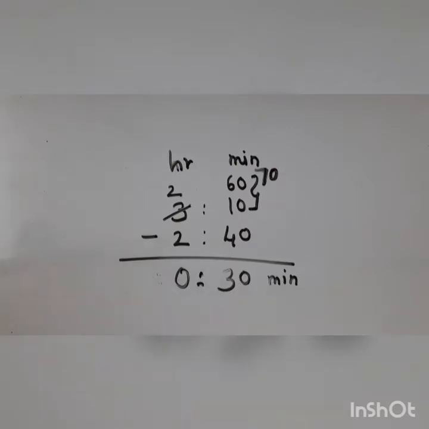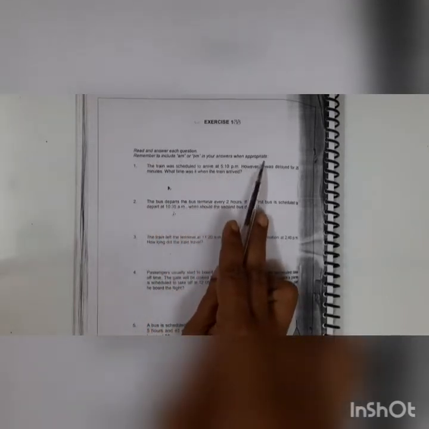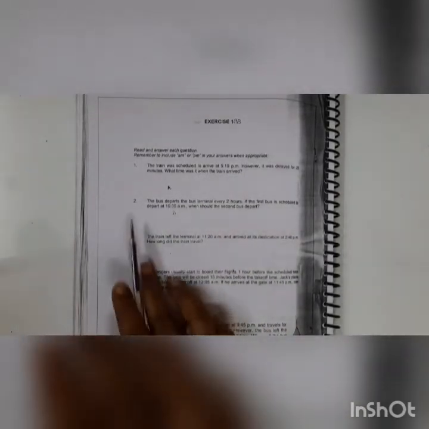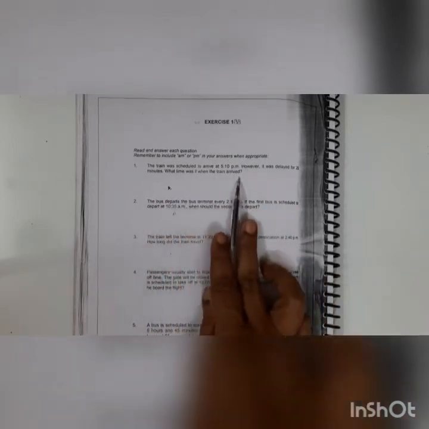Okay, now all of you open to page 206. Now children, let's start with the first one. Please read. Remember to include AM and PM in your answers when appropriate. So what they have told us children over here, the first one is: the train was scheduled to arrive at 5:10 p.m. However, it was delayed for 25 minutes. What time was it when the train arrived?